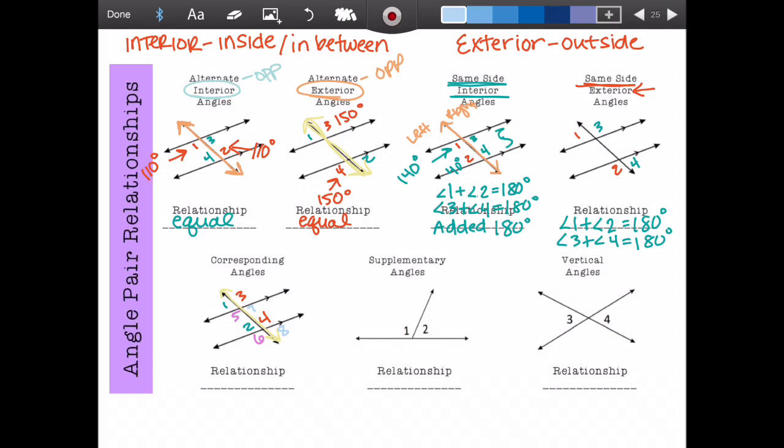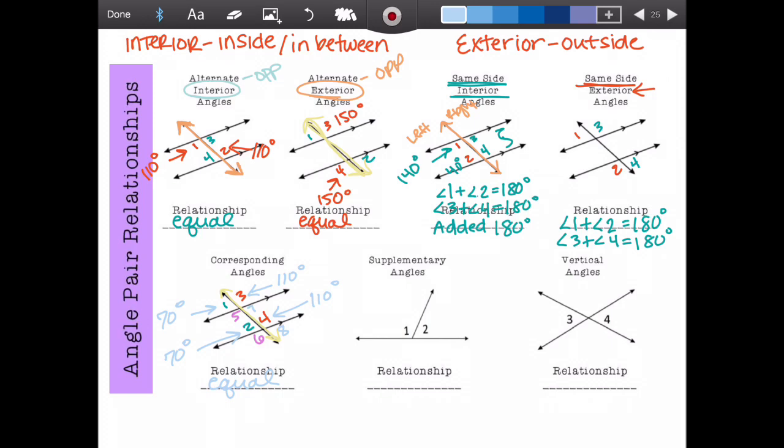The best part about this, guys, is that their relationship is that they are equal to one another. So if angle 1 is, let's say, 70 degrees, then angle 2 is also 70 degrees. Okay, if angle 3 is 110 degrees, then angle 4 is 110 degrees because they are corresponding angles. So here we have another relationship where they are equal.